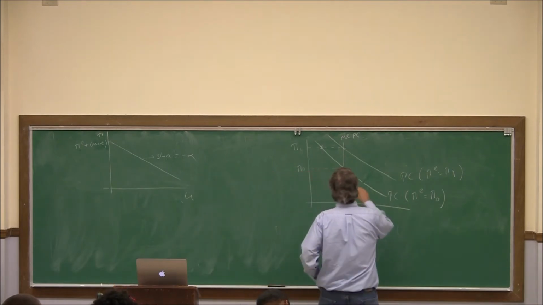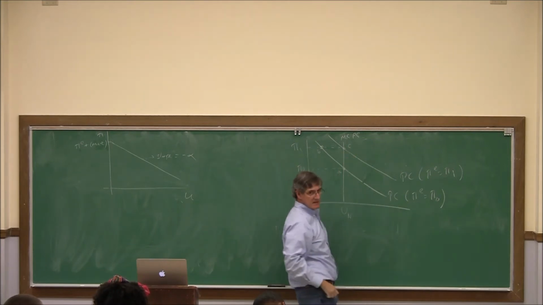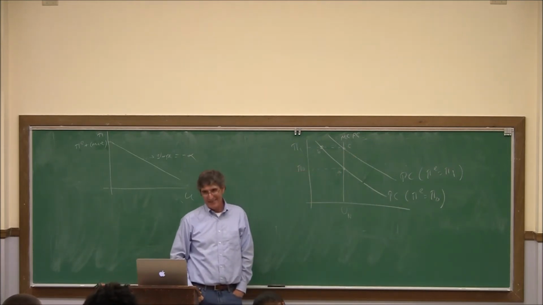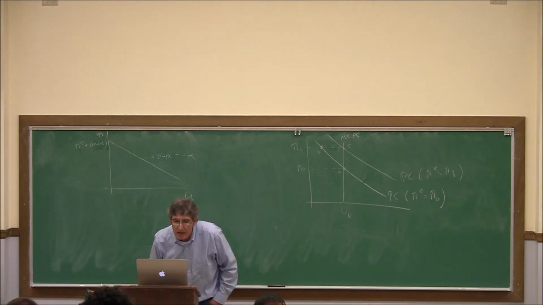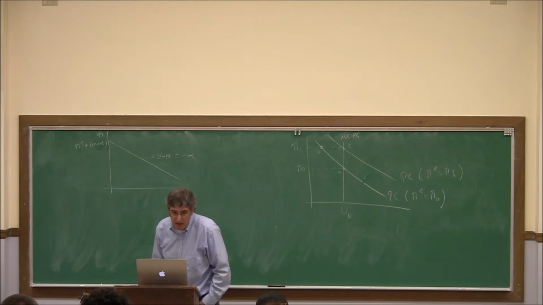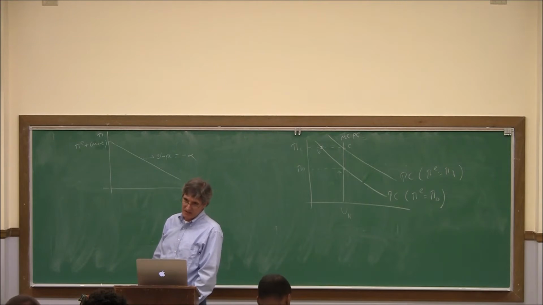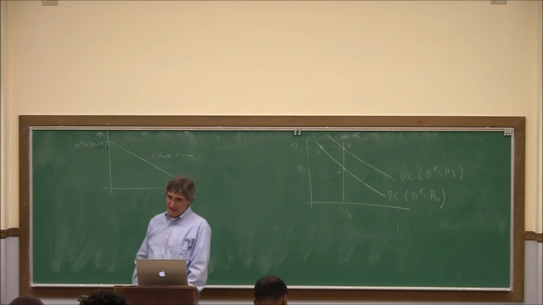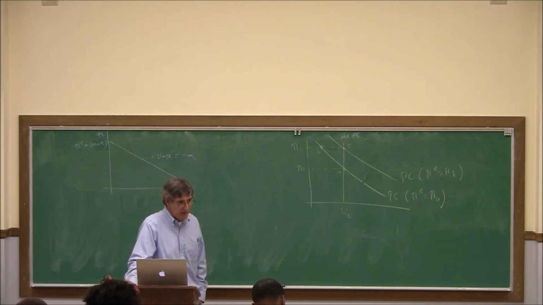Now whether you have to go A, B, C, or A to C depends upon credibility. I don't think I really asked about that, but that's part of the story that I'm looking for in problem 4, and even more so in problem 7, about the costs of disinflation. When it's costly and when it isn't costly depends critically on credibility.